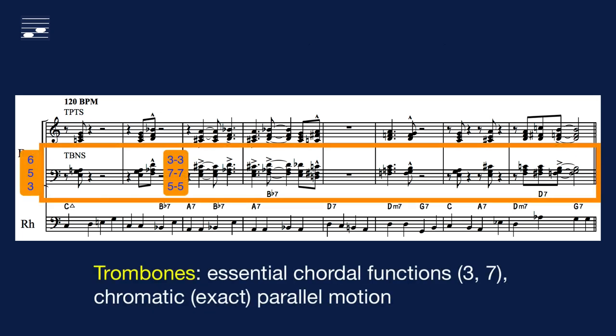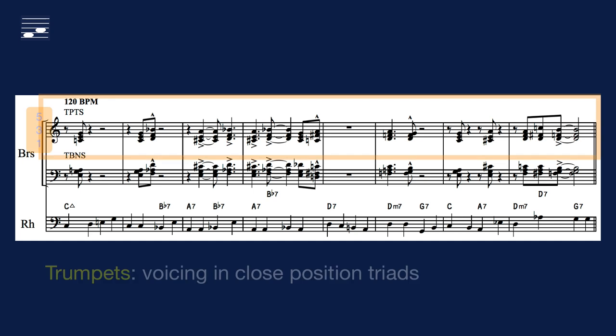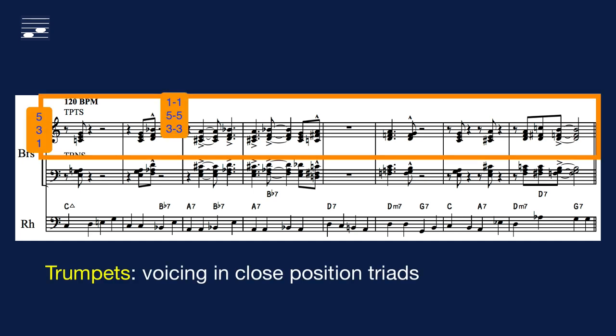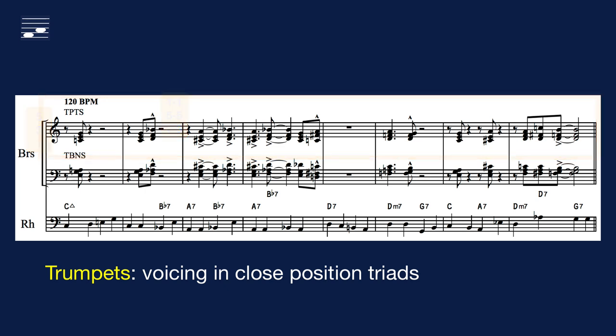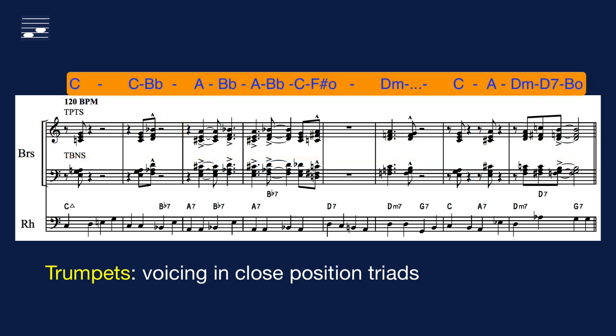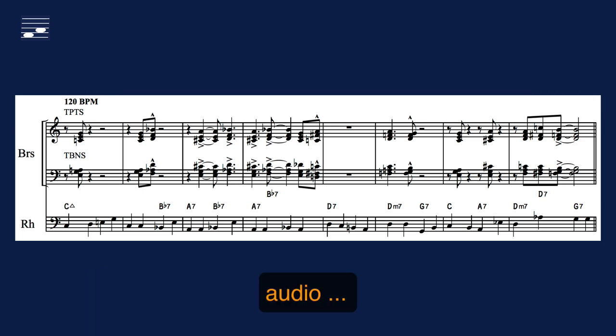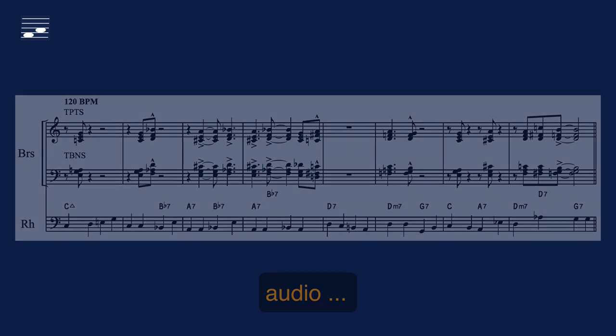See the part distribution in the trombones and note the chromatic exact parallel motion in the phrase in measures 2 to 4. There is more voicing variation in the articulate 8th note stabs. Parallelism also occurs in the close position trumpet triads, once again listed above the staff. I'll play both instrument groups first, then the usual lead parts interval quality check, and conclude with the brass ensemble.